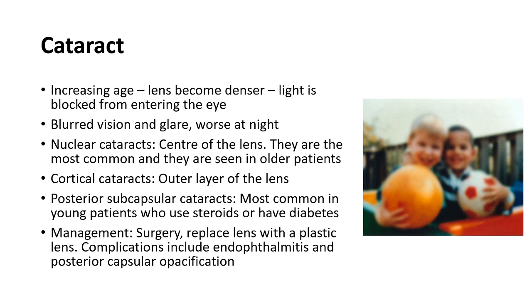There are three types of cataract: nuclear, cortical, and posterior subcapsular. The nuclear cataracts affect the nucleus or the center of the lens. They are the most common and they are due to aging. The cortical cataracts affect only the outer layer of the lens, and the posterior subcapsular cataracts are the ones that affect the young patients who use steroids or have diabetes.